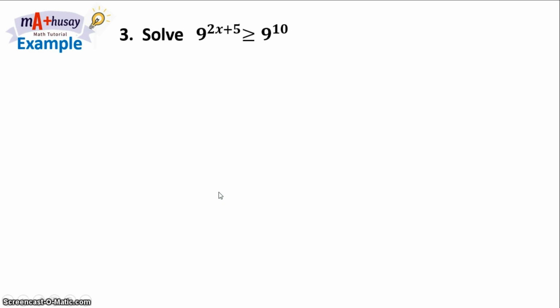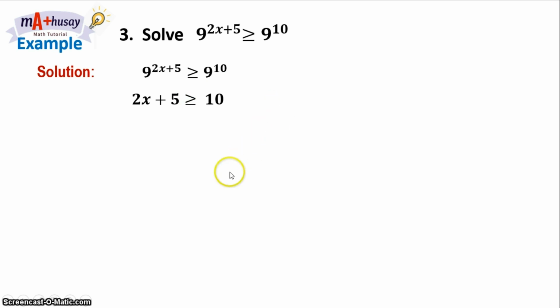Solve 9 raised to 2x plus 5 greater than or equal to 9 raised to 10. In this inequality, kung mapapansin ninyo, yung base ay magkapareho na. And take note that your base is 9 and that is greater than 1. So dahil greater than 1 yan, yung ating inequality symbol will be retained. So from here, kukunin na natin yung exponent ng expression sa left and right side ng inequality. So 2x plus 5 must be greater than or equal to 10.